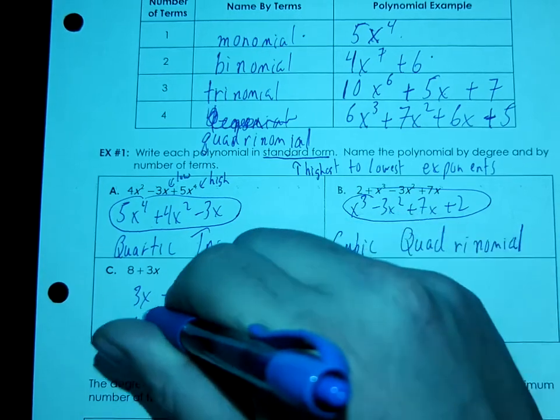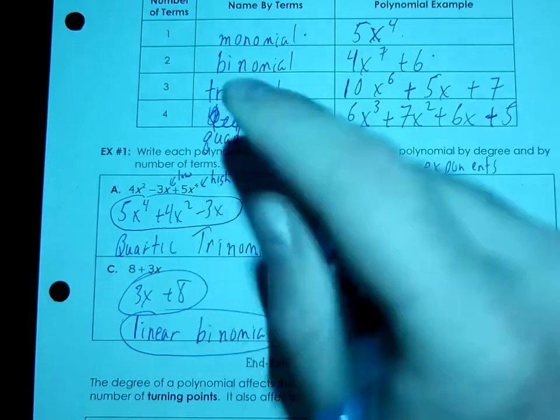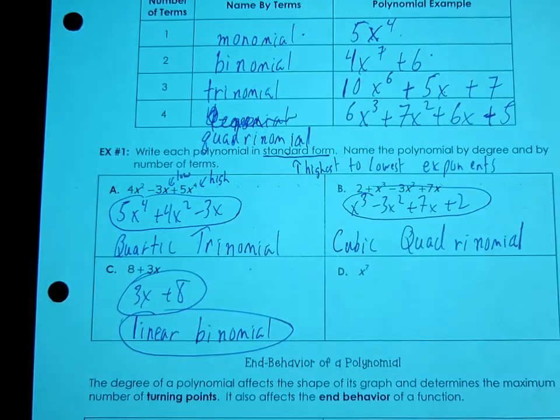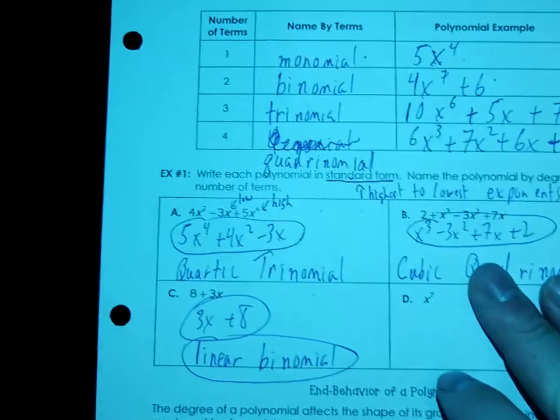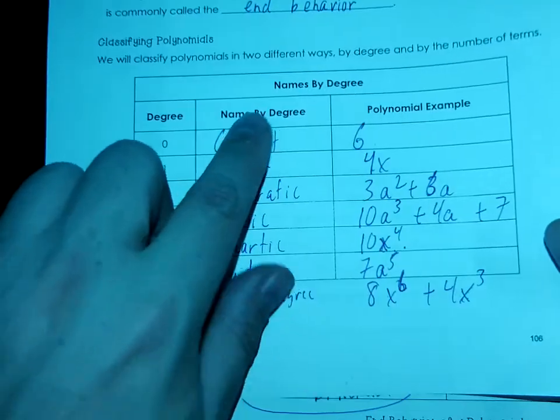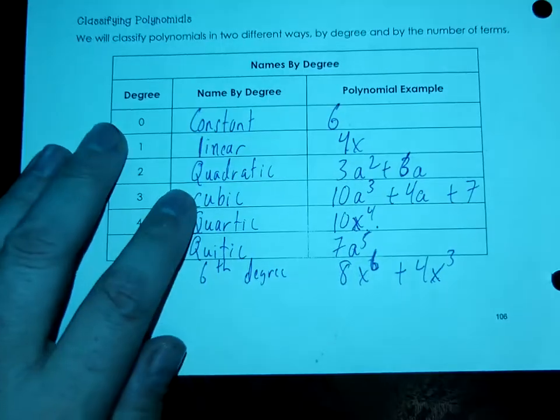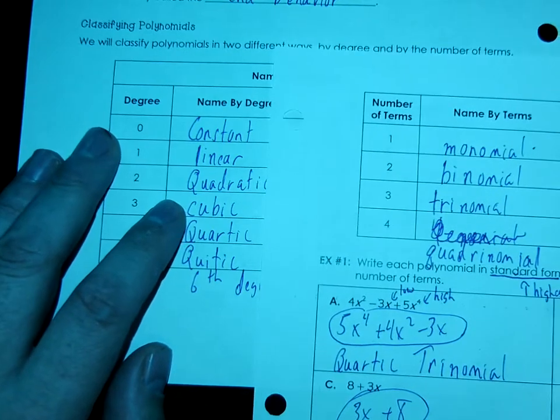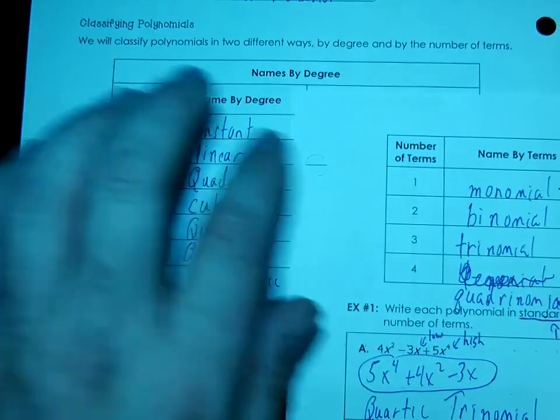Again, just pick the word from the first list. Sorry, I'm circling that. I should have circled this. Pick the word from the first list, the degree names. Then pick the word from the second list, the number of term names. 2 lists. These words are my term words, and these words are my degree words. 2 lists. Pick this one, degree, then pick this one.